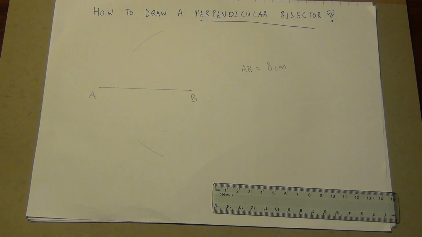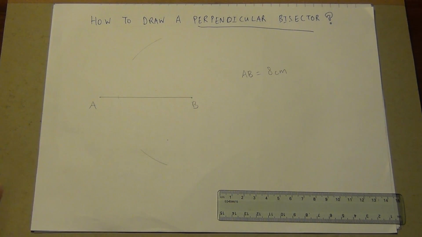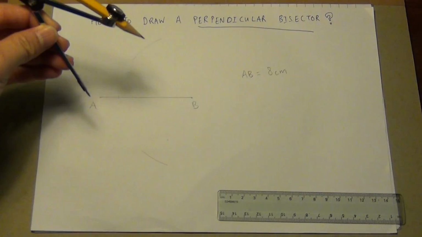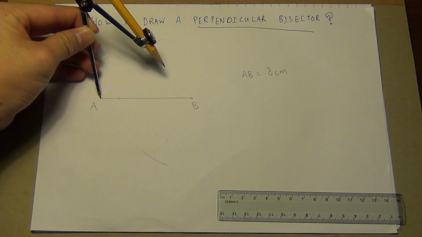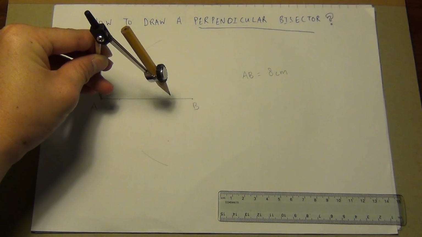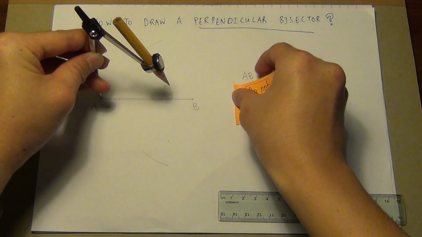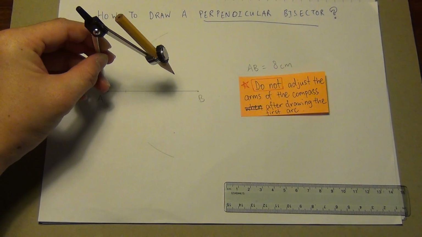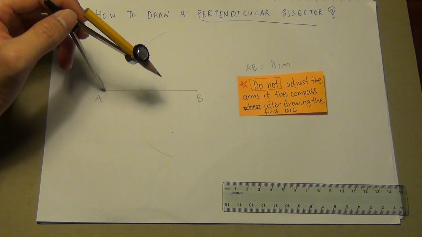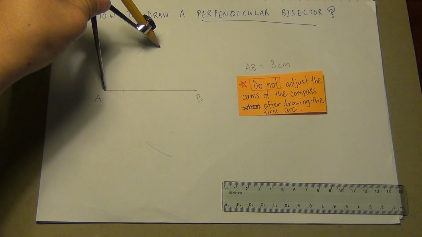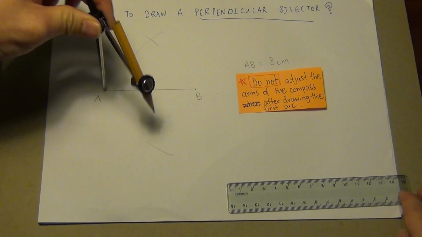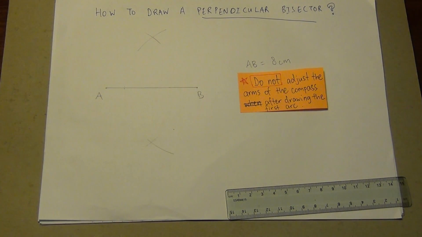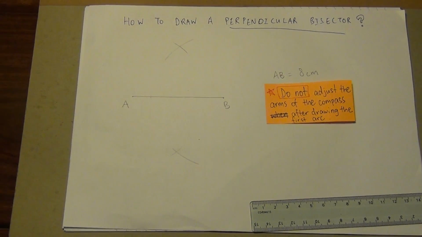Okay, once I'm done with this, I'm going to shift the pointer end towards point A. Please take note, do not adjust the arms of the compass after you draw the first arc. So holding on to the hinge without adjusting, what you can do is draw a small arc on the top and a small arc at the bottom. Okay, can you see this clearly?